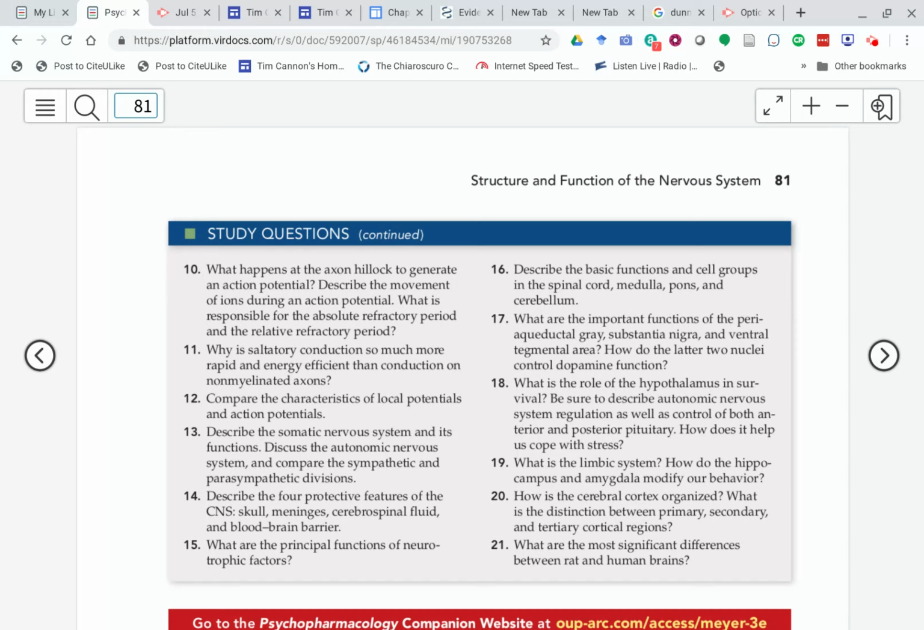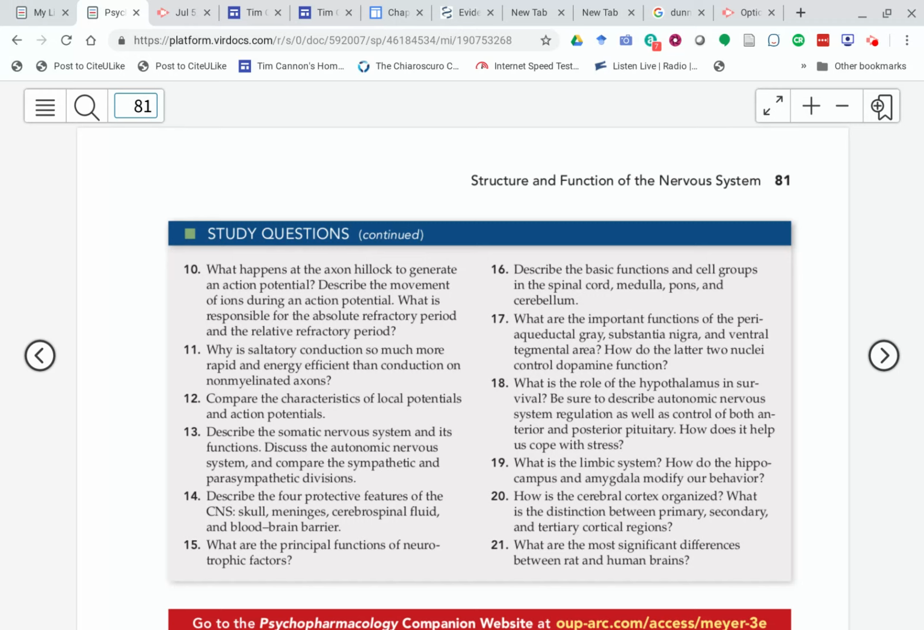Local potentials, action potentials, that's pretty easy. What is the somatic nervous system? It's various parts. And don't forget about the difference between the dorsal root, which has the dorsal root ganglion, but the ventral root does not. Autonomic nervous system, sympathetic and parasympathetic. You don't have to go into crazy details on that, but just generally. Four protective features of the CNS: skull, meninges, cerebrospinal fluid, and blood-brain barrier.